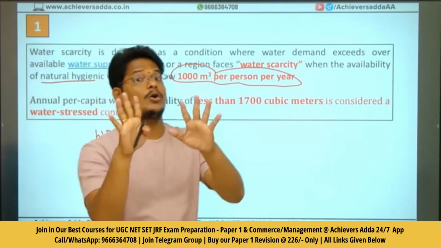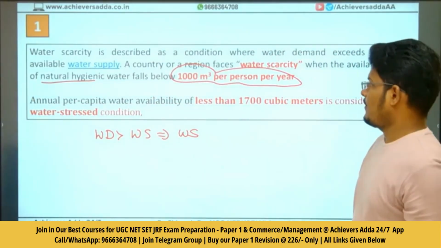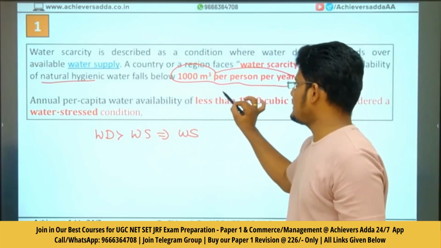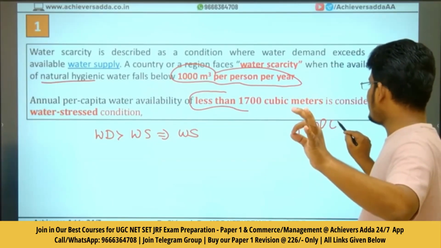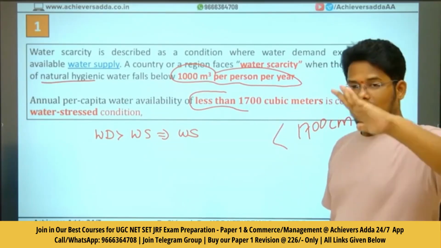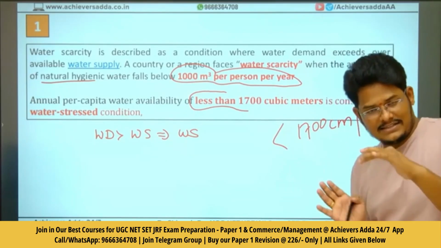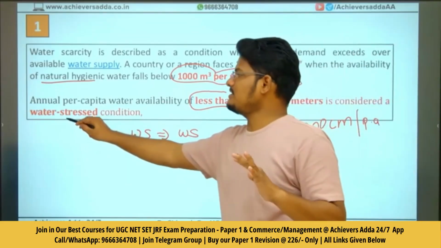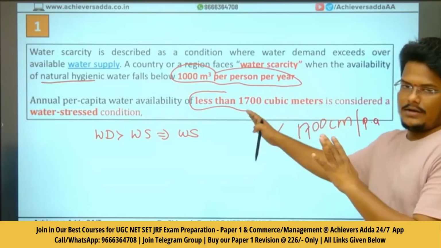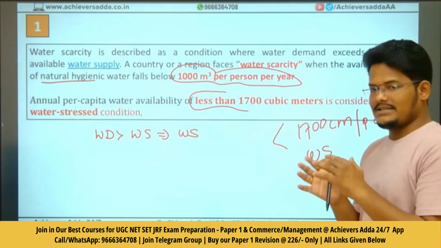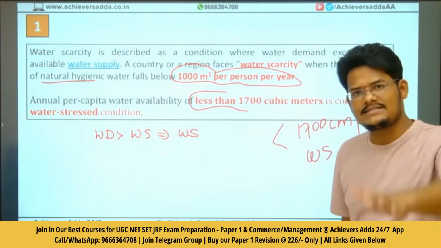1000 meter, when they state water scarcity. But the question is about water stress. Annual per capita availability, if it is less than 1700 cubic meter per annum, then we can say that region is a water stressed region. For the water stressed region, we are making a condition: per year less than 1700 cubic meter water is there, then we can say that is a water stressed region.